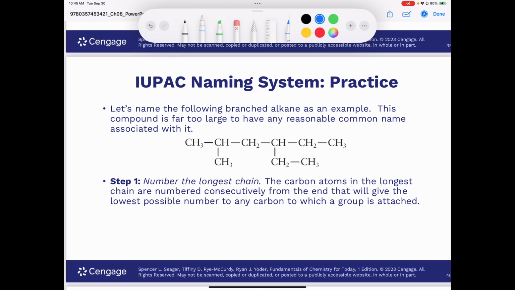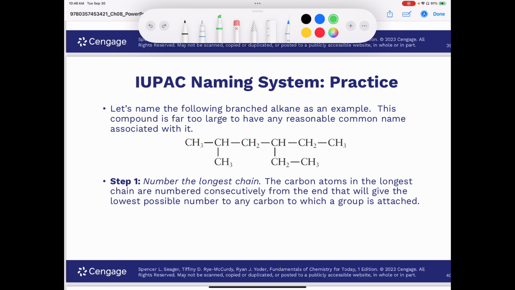All right, let's see if we can name an alkane, and it says this compound is far too large to have any reasonable common name. So there's no common name for this compound, but if you look for the longest chain of carbons, if we draw a line like this, okay, we have a total of 6 carbons. If we were to do something like this, 1, 2, 3, 4, 5, 6, hey, what do you know? It's still 6 carbons. And if you're like, well, what if I did this, 1, 2, 3, 4, 5, 6, right, like that? It's still 6 carbons. Well, it wouldn't matter which one of these chains you picked, they'd all give you the same answer, okay?